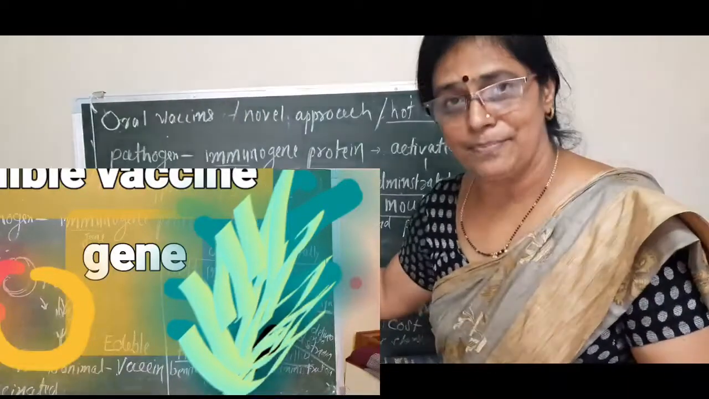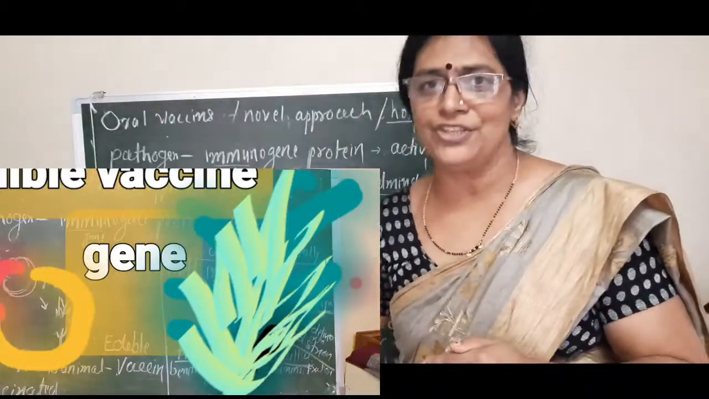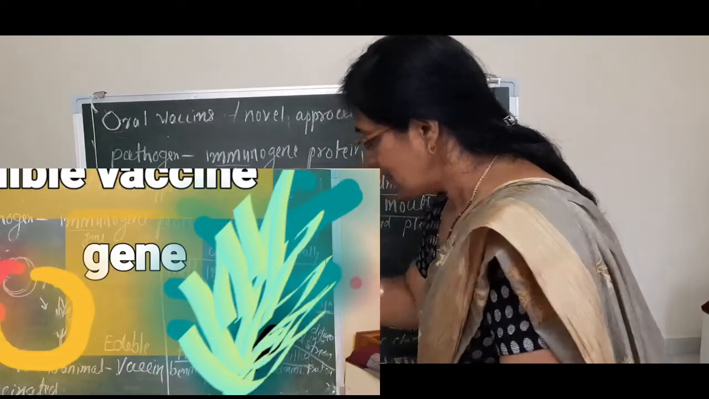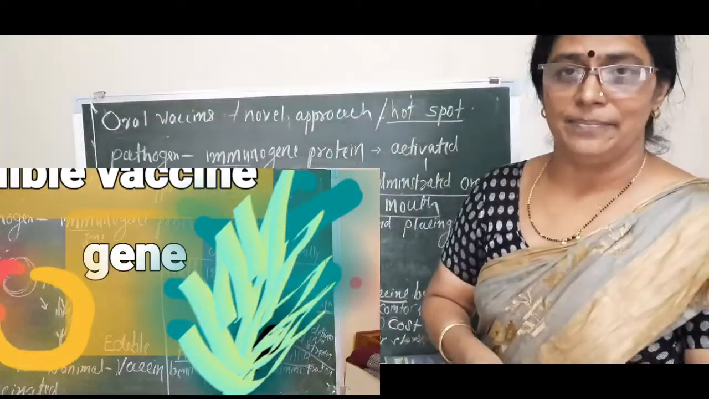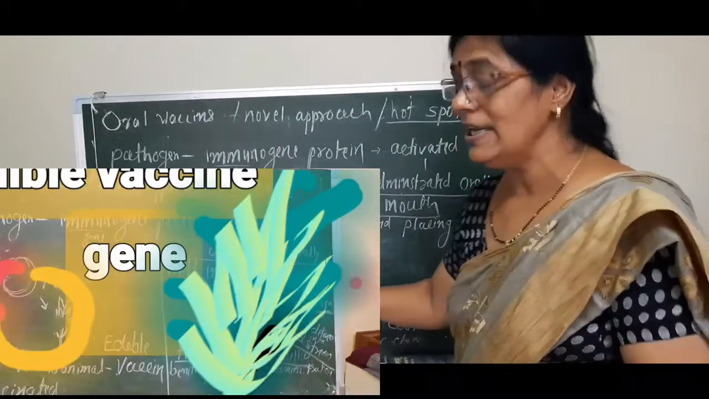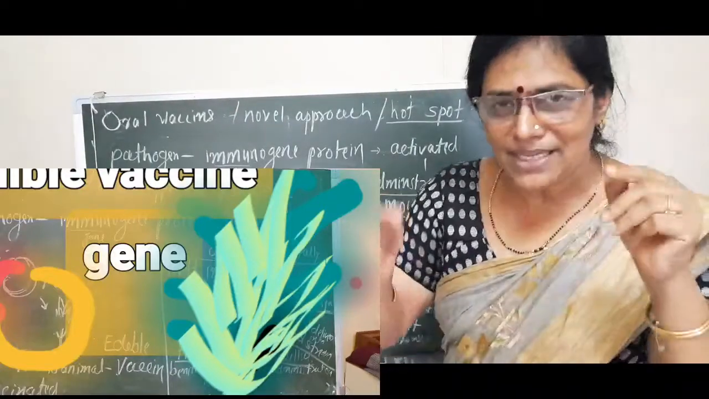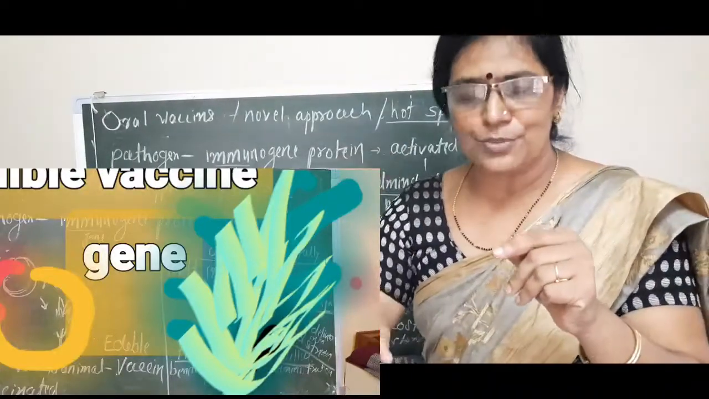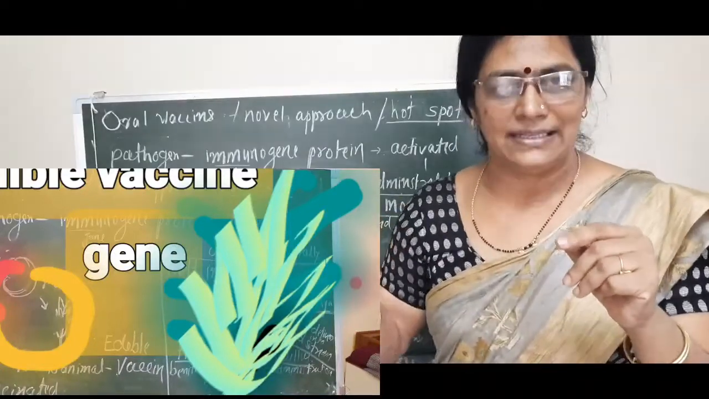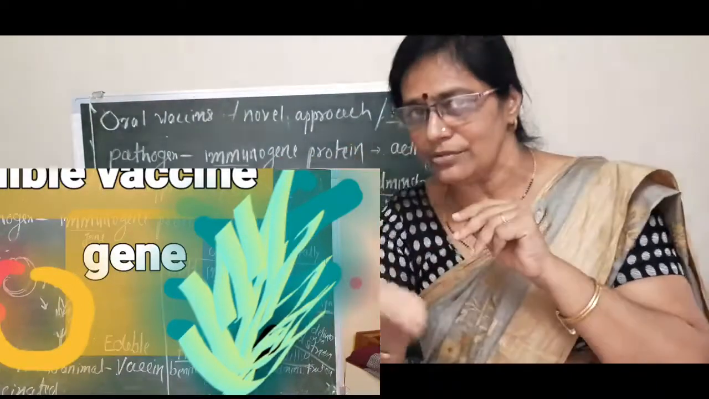And when such a plant or part of the plant is fed to the animal, especially the human being, the patient is termed the vaccinated patient. And such type of vaccine is called the edible vaccine. That means the gene which is responsible for that disease, or the antigen which is responsible for that disease, is the immune protein which is present on that pathogen.